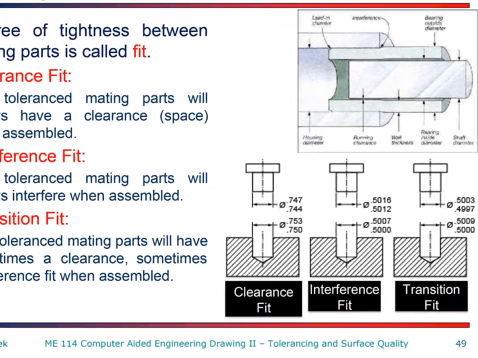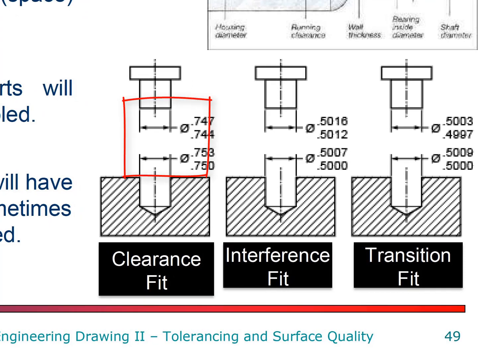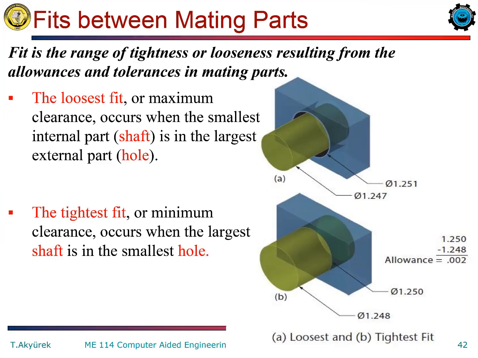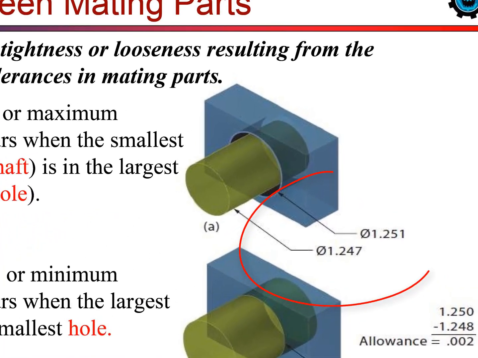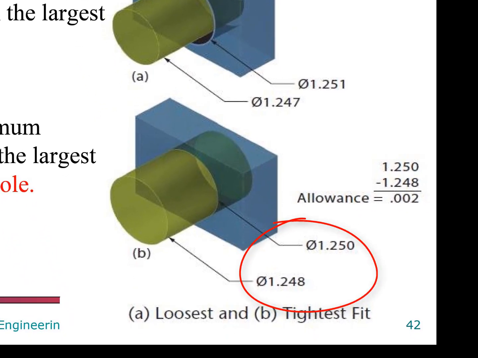We consider this function under three main topics. A connection can be defined as a clearance fit connection for easy assembly, or it can be defined as a sticky fit, which is called a transition fit. Finally, the parts can be defined as interfering with each other, which is an interference fit. The loosest fit, or maximum clearance, occurs when the smallest internal part, the shaft, is in the largest external part, the hole. The tightest fit, or minimum clearance, occurs when the largest shaft is in the smallest hole.